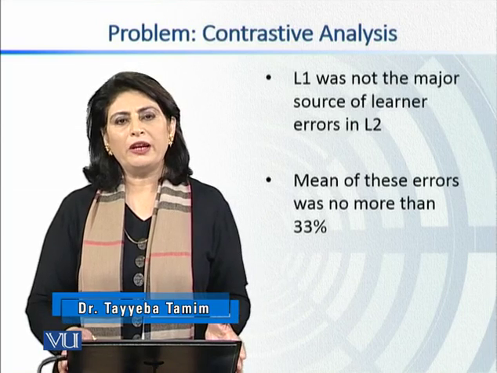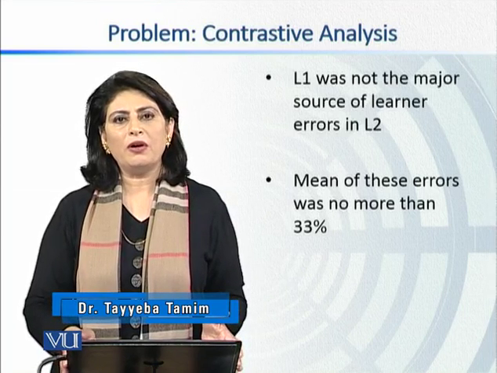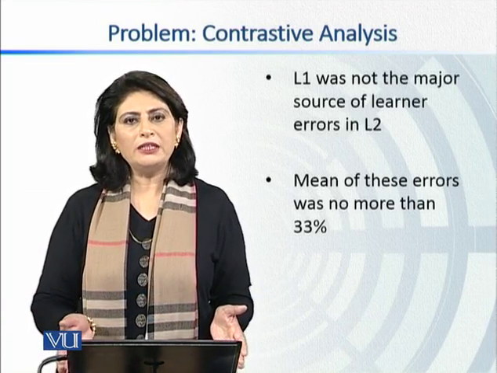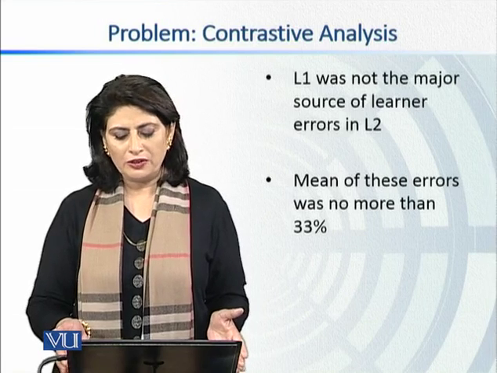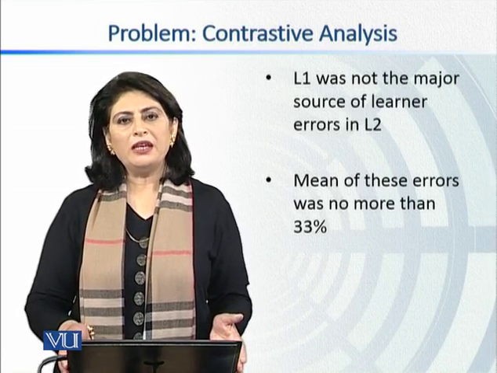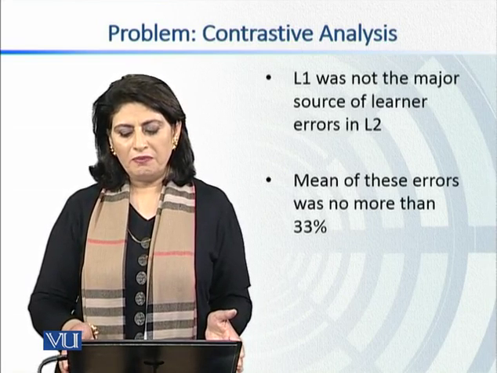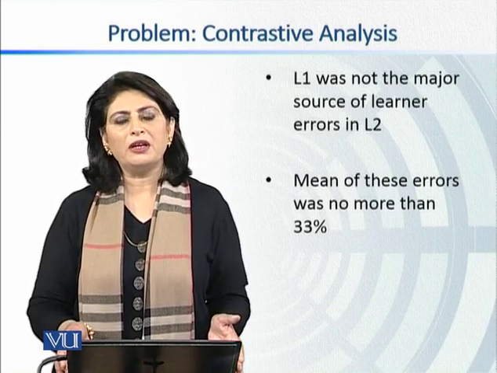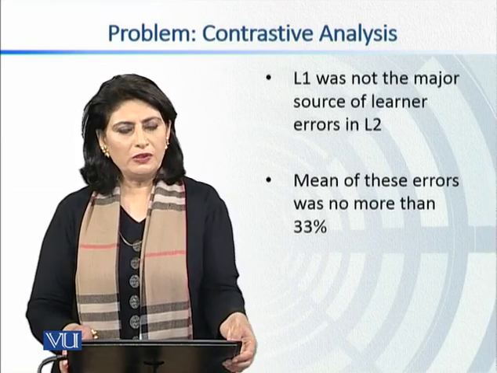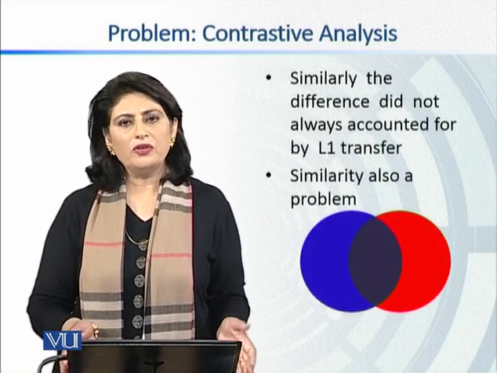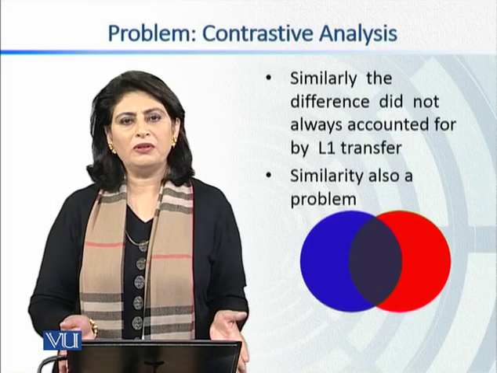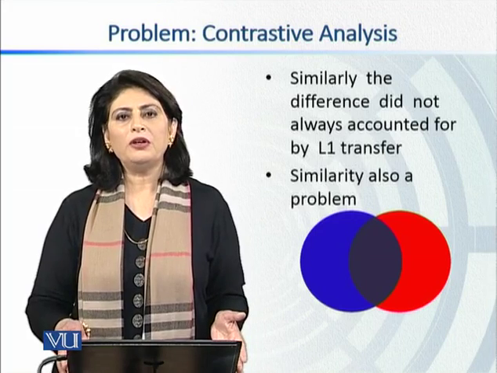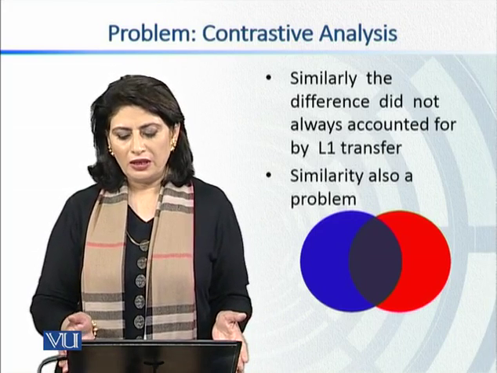It was also realized that the first language might not be the major cause of all the errors, or all the different types of errors, that the learners were making. Depending on the studies, the mean number of these errors was at times 33% and at times only 3%. So there was a big range difference also. One could not say anything conclusively about the transfer, or rather the interference, of the first language.